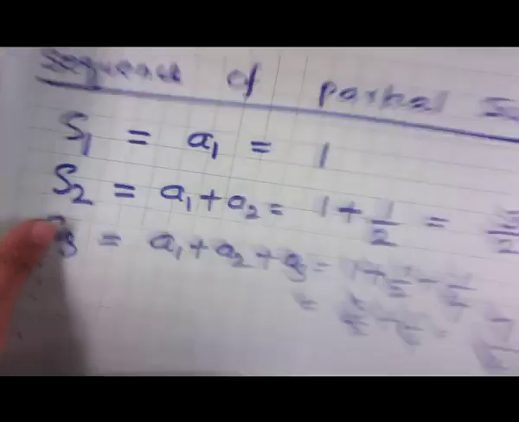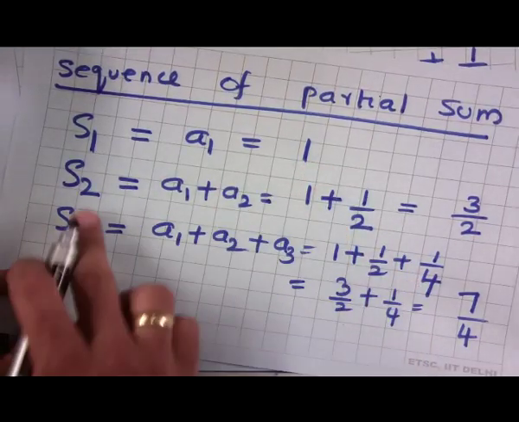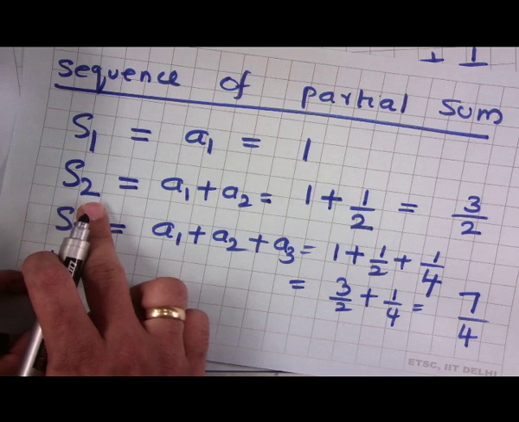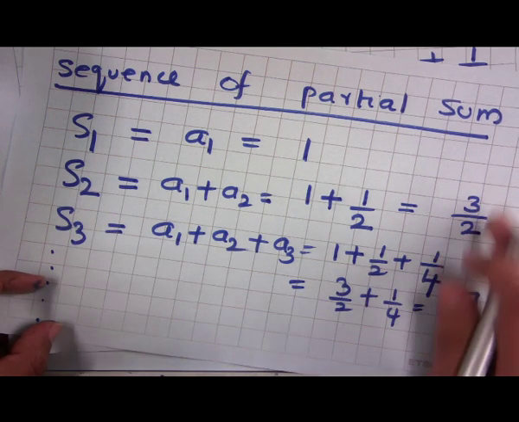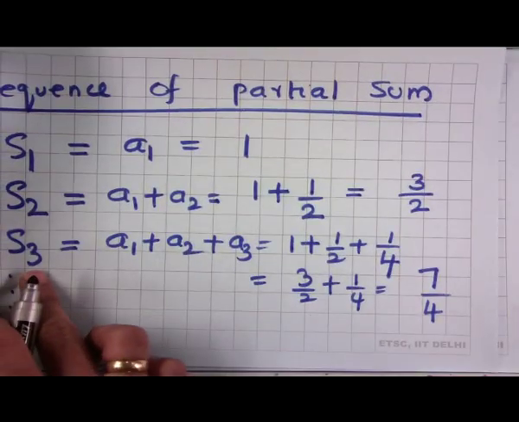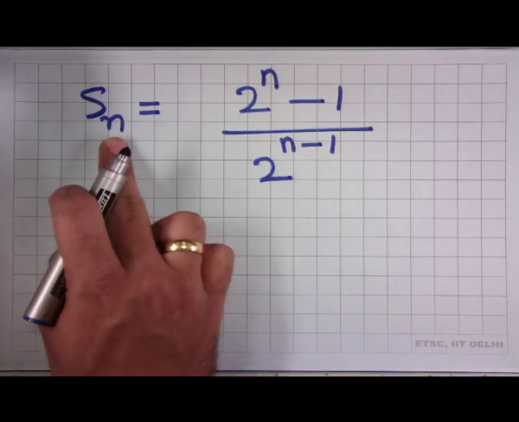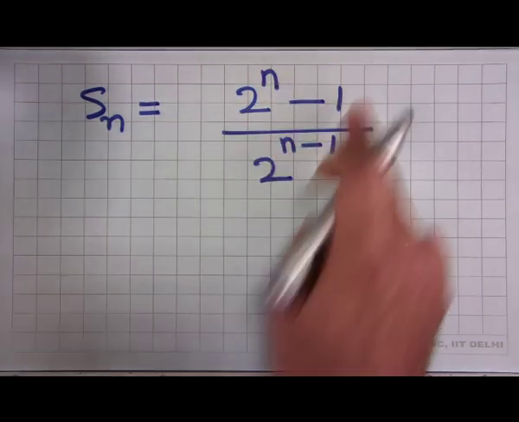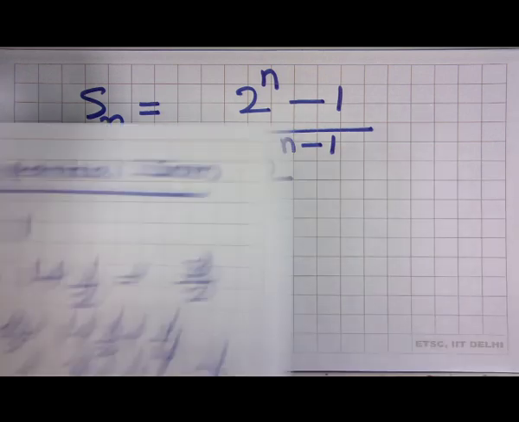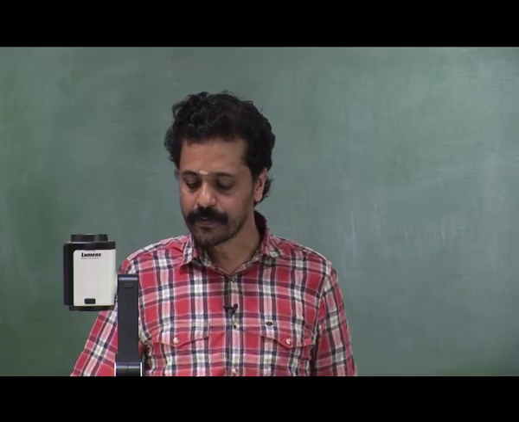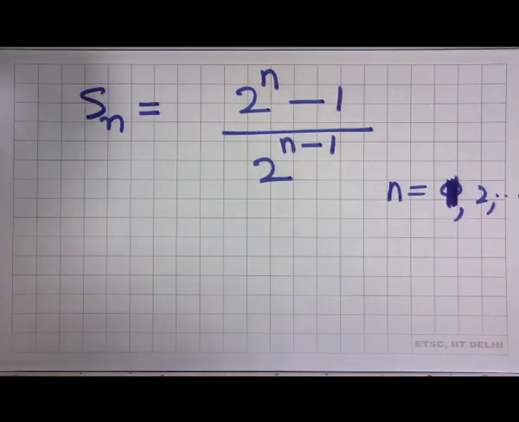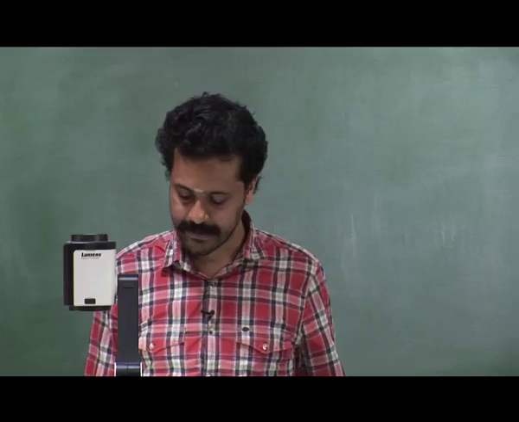First term is 1, second term in the sequence of partial sums is 3 by 2, third term is 7 by 4 and so on, and the nth term is (2 power n minus 1) by 2 power (n minus 1). It's a bit involved to see an expression for Sn like this. However, let us try to do it in a slightly different manner.